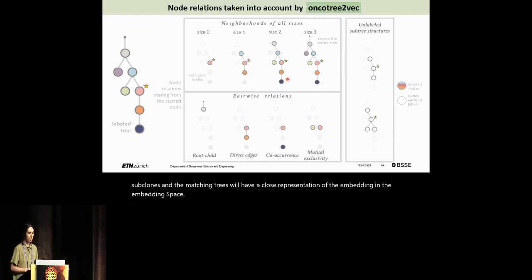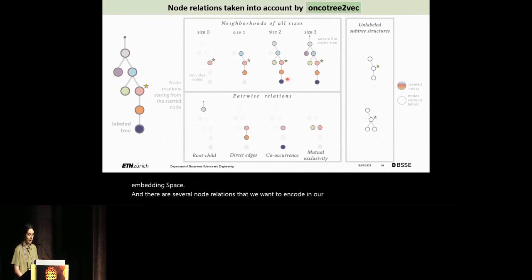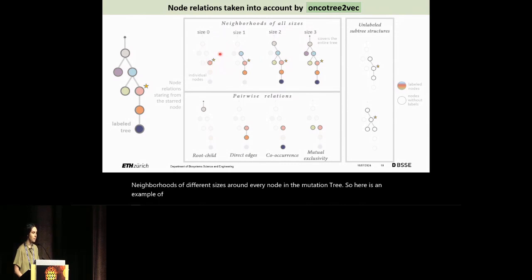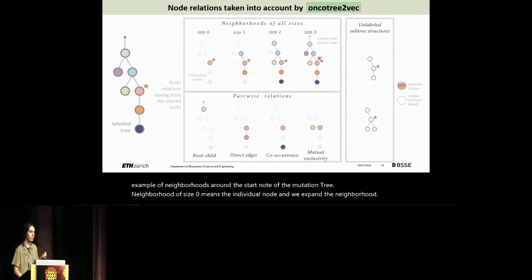There are several node relations that we want to encode in our embedding, and here is a list of the ones that we take into consideration. First of all, we consider neighborhoods of different sizes around every node in the mutation tree. Here is an example of neighborhoods around the start node of the mutation tree. Neighborhood of size 0 means the individual node, and we expand the neighborhood such that a neighborhood of size 3 around the start node covers the whole tree.